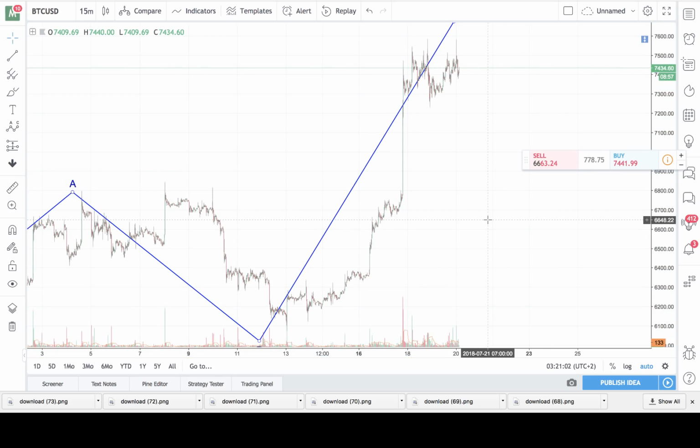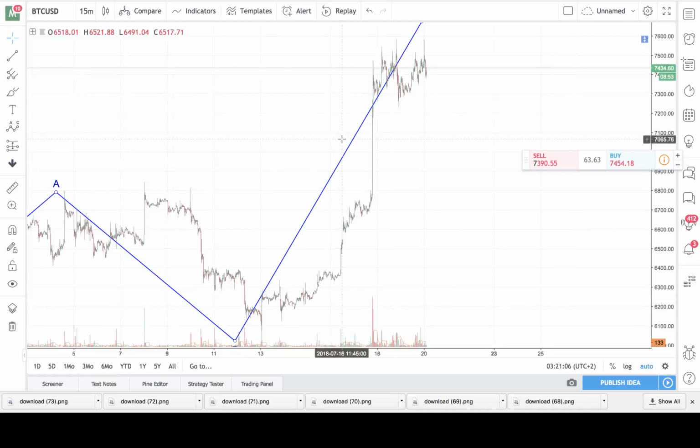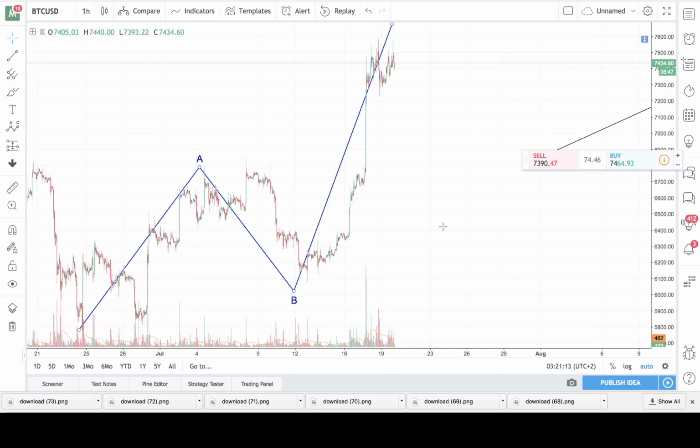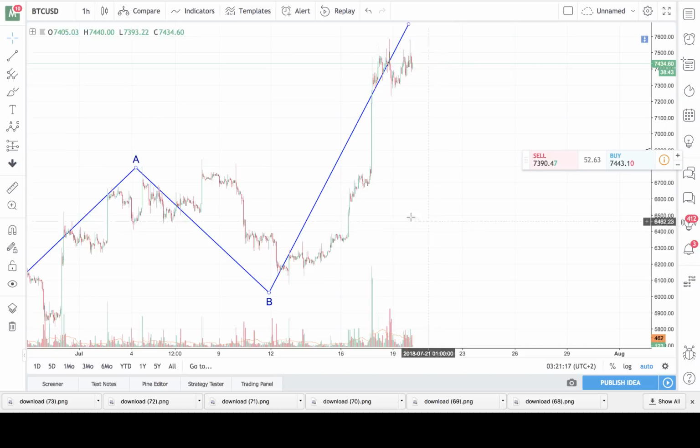So this is not a fun wave. This C wave is not easy to count, and the count that I have for it isn't ideal. That being said, it's the only real count that I can see being ideal or being valid, and the reason for that is quite simple.